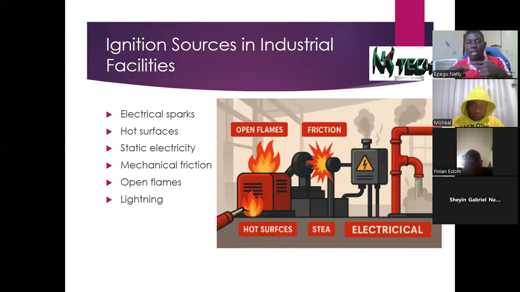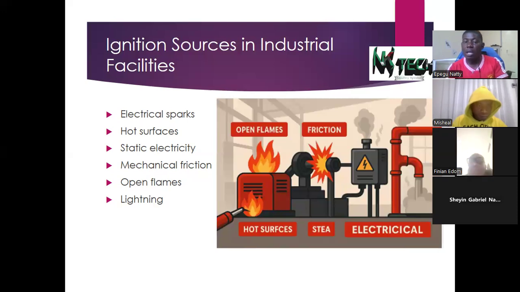Most times those shafts rub, there are parts that rub each other and generate heat. So that heat can cause fire incidents, right? Yes. And then we have open flames, we have lightning. Now some of them we cannot control, especially lightning. Can we control lightning? No.